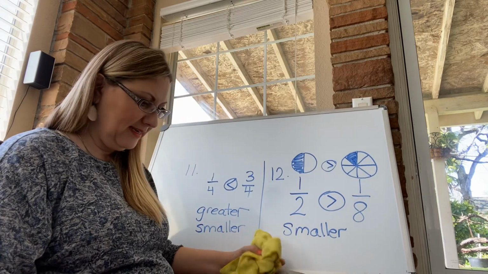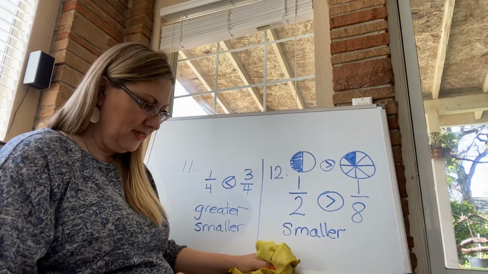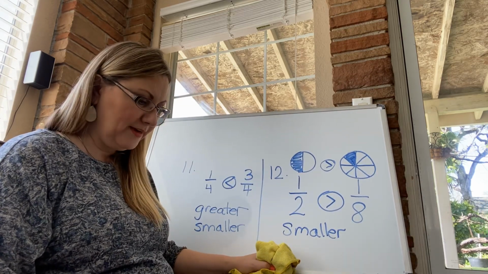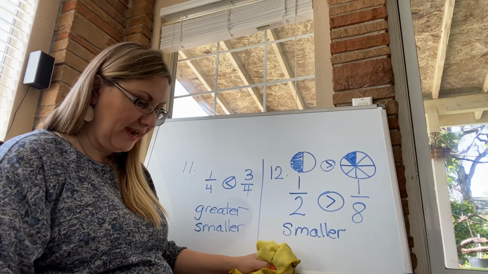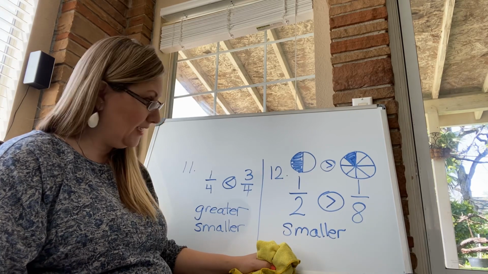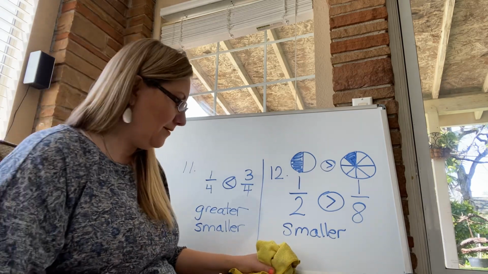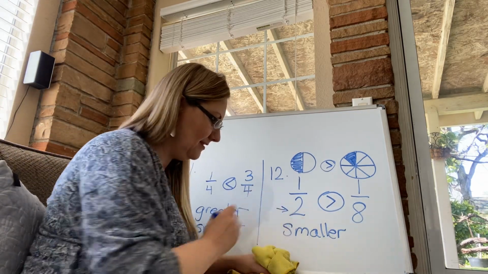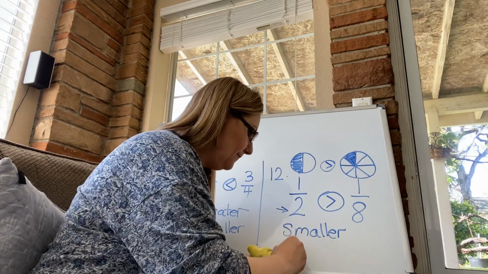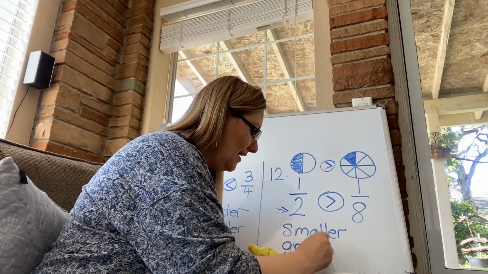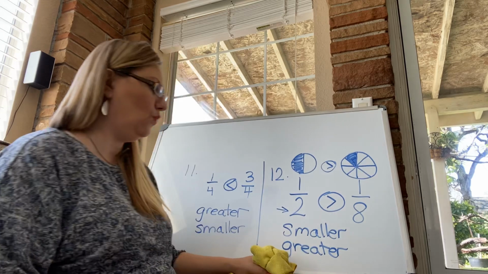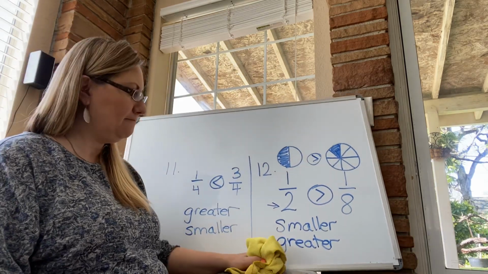So let's read again and finish it. Number 12, if the numerators are the same, then the fraction with the greater denominator is smaller, and the fraction with the smaller denominator, that's this, is greater. So 1/2 is greater than 1/8 of something, okay?